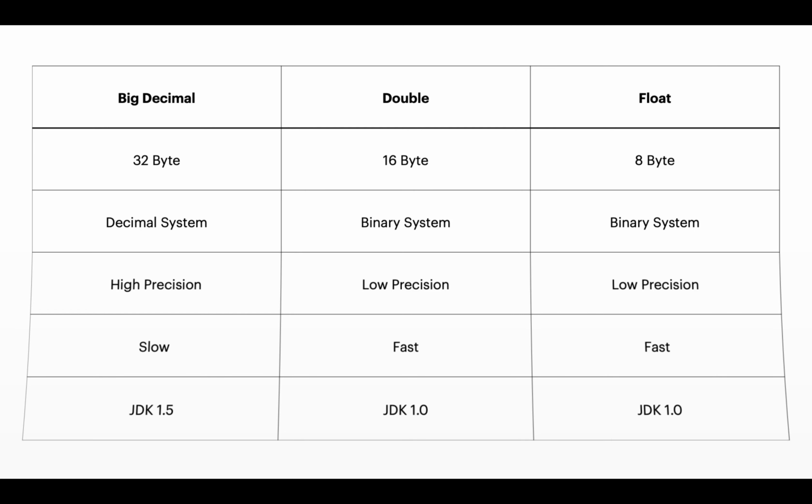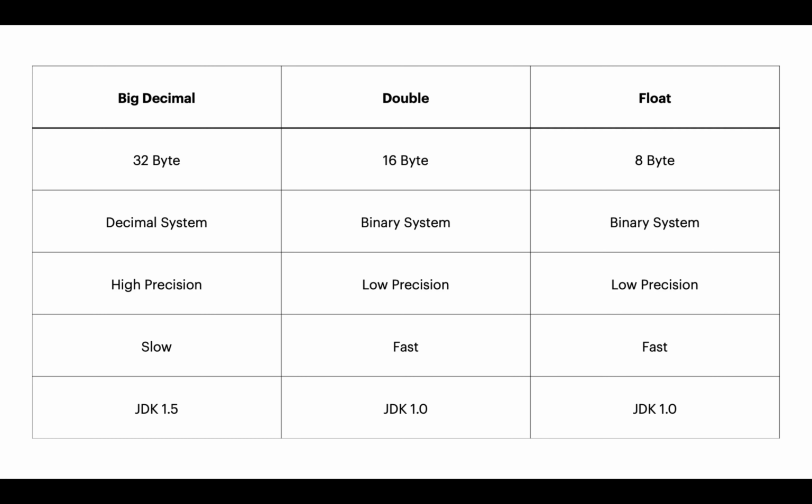Again, the summary of the entire differences between BigDecimal, double, and float. BigDecimal is 32 byte, double is 16 byte, and float is 8 byte. Again, BigDecimal uses the decimal system compared to the double and float, which use binary. And BigDecimal is high precision, and double and float are low precision.